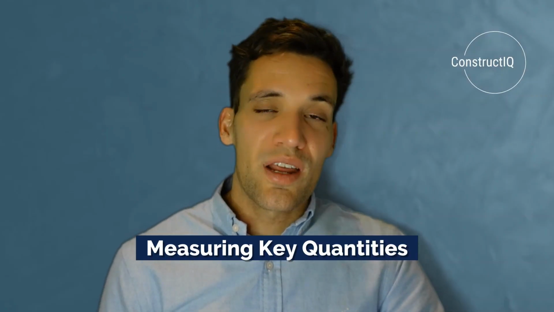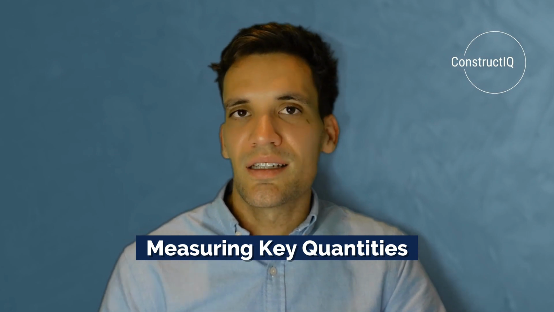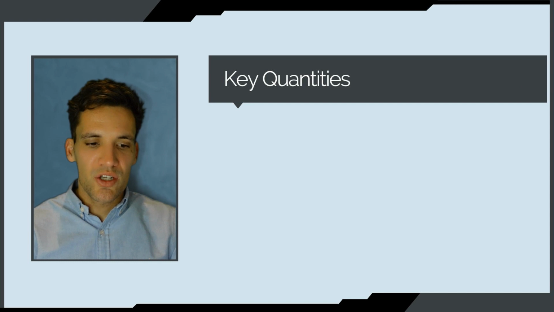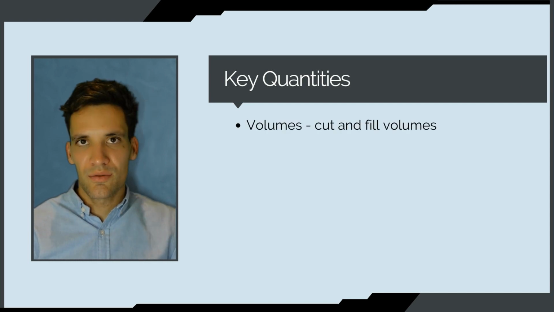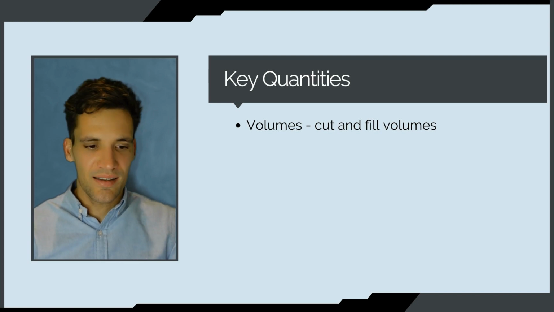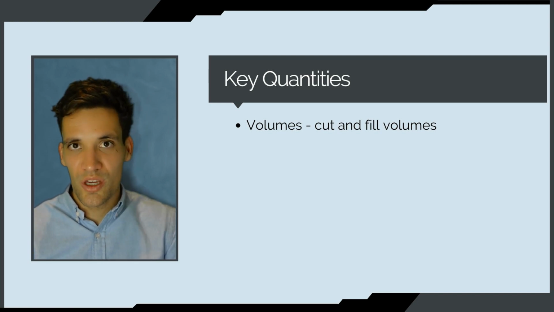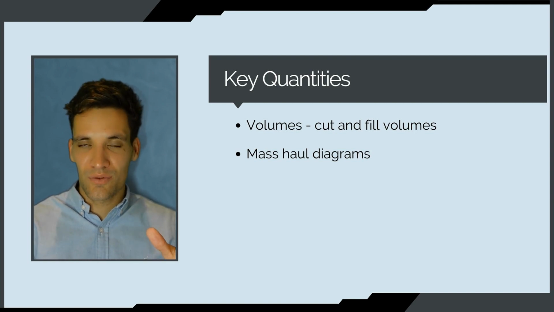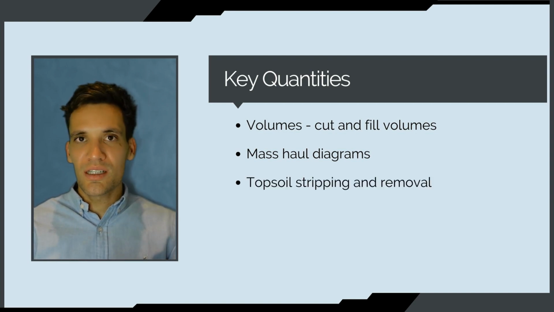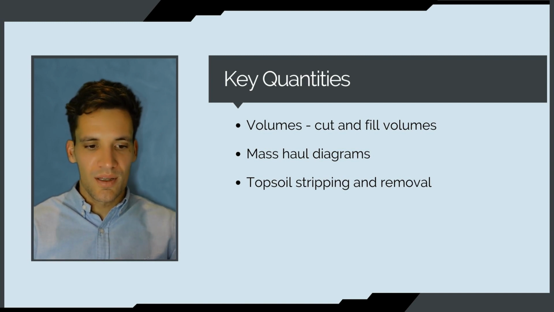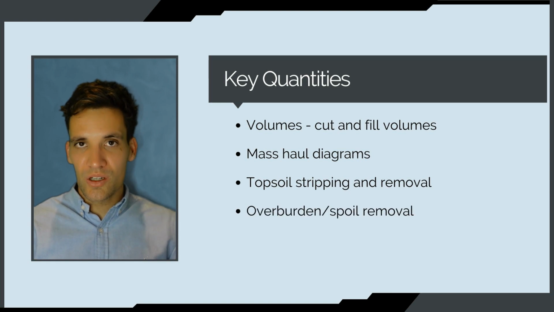Next, we're going to look at, on our sample Earthworks design package, how to measure these key quantities. The key quantities we're going to need to measure are our volumes, so our cut and fill volumes, the amount we need to excavate and the amount we need to place. Then we'll also need to look at mass haul diagrams, so these are the distances we need to move the cut and fill material. Topsoil quantities, so if we're talking about new excavation, the amount of topsoil we need to strip, the amount of spoil we're going to need to remove.